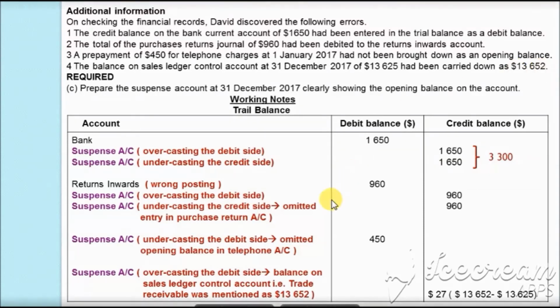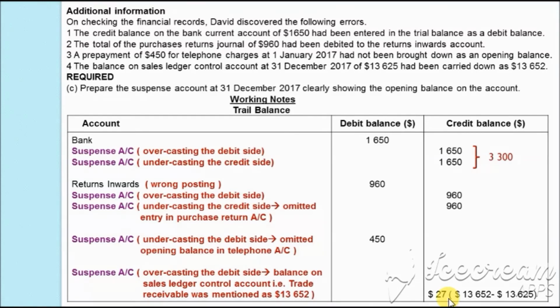And when you mention this in the trial balance, where will you mention your trade receivable? You will mention it on the debit side. And what amount should you mention on the debit side? It should be $13,625, where you have mentioned $13,652. So there is an overcasting of $27. That is, you have increased your debit by $27. So when you had this error, there was a deficit on the credit side of $27. Because of this error, on the credit side we have mentioned suspense account $27.